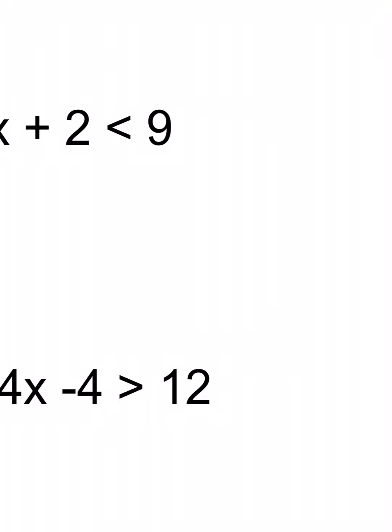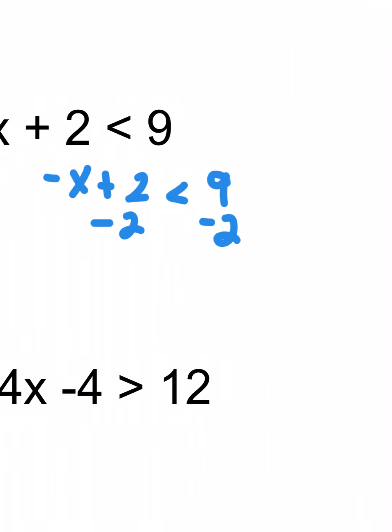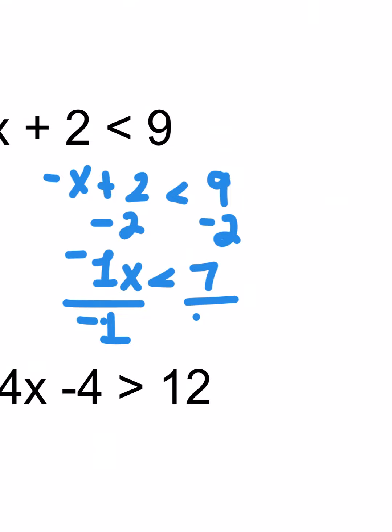Let's do it in blue: negative x plus 2 is less than 9. We'll subtract 2 from both sides, so we get negative x is less than 7, but again, we'll treat it as though it says negative 1 times x is less than 7. So I'll divide by negative 1 on both sides, and so I get x is greater than negative 7.